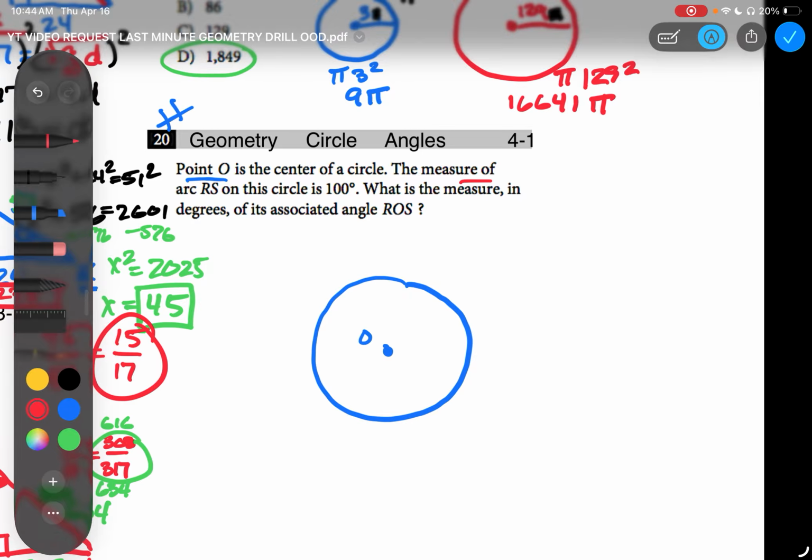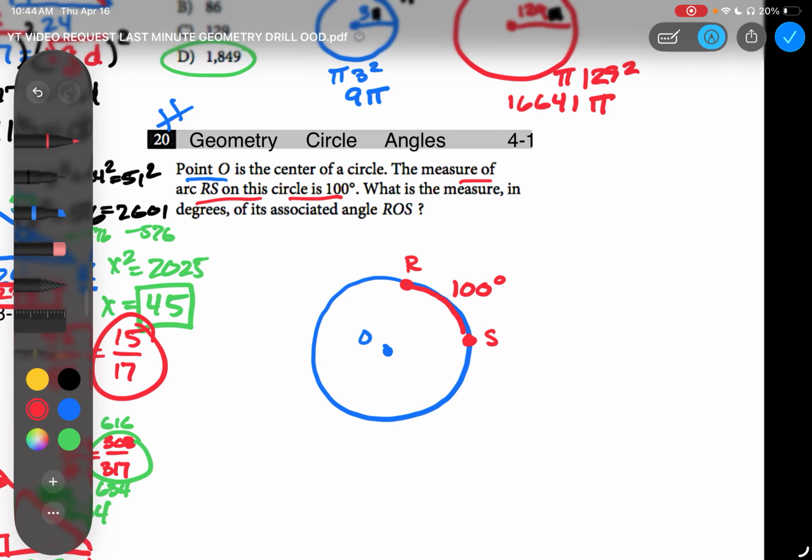The measure of arc RS on this circle is 100 degrees. Here, they're holding back on information. If it was an easier medium level question, they would tell us there is a point R and a point S on the circle. Whenever they do this, I like to do my 2 points at the 1 o'clock position. Imagine this is an analog clock, 1 o'clock position and the 3 o'clock position. So at the 1 o'clock position, I'll put my R, and at the 3 o'clock position my S. The measure of arc RS on the circle is 100 degrees. So if I connect R and S, they're telling me that that has a measure of 100 degrees.